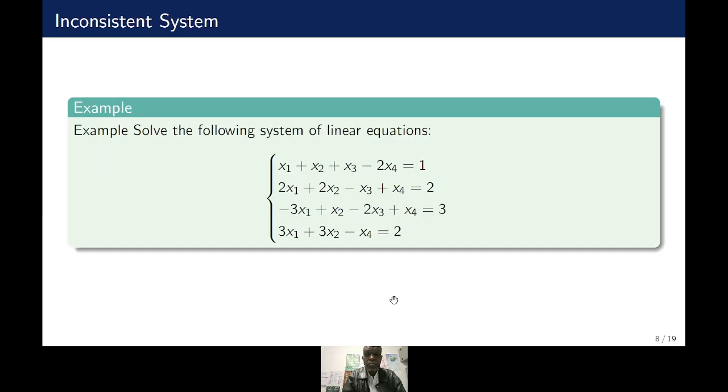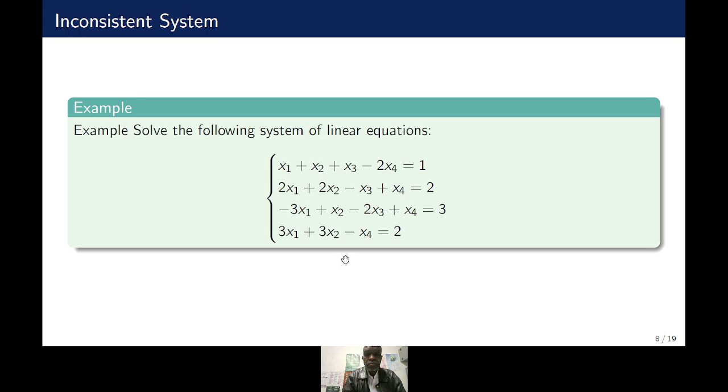So let us go now to look at a solution that is inconsistent. So what do we mean by a consistent system? A consistent system is like the system that we have just solved. It's a system where you can obtain a solution, you can obtain values for your unknowns. An inconsistent system is one where you cannot solve the system.